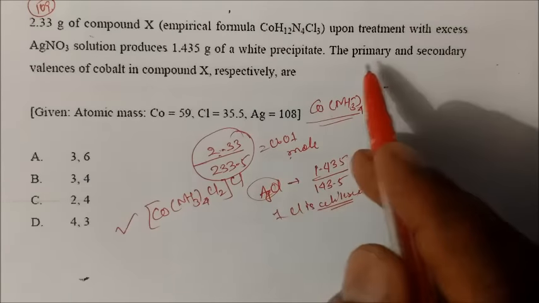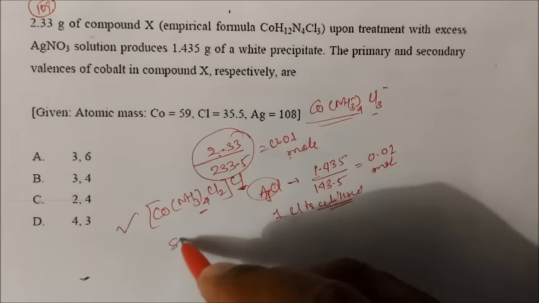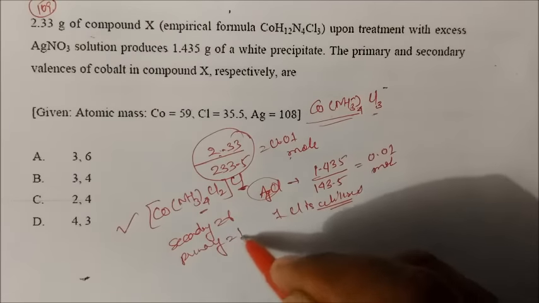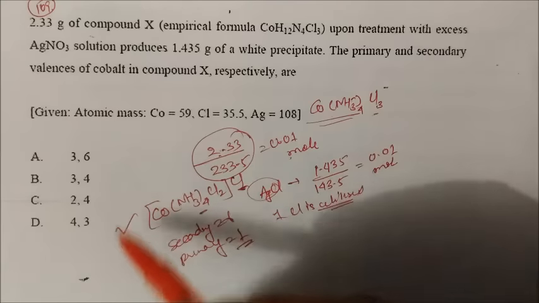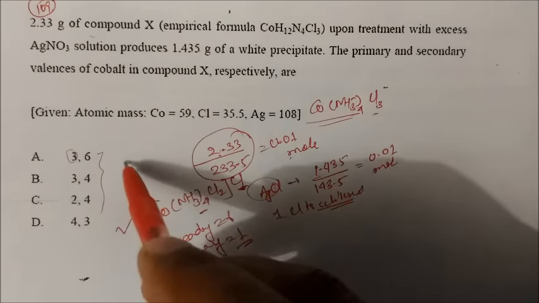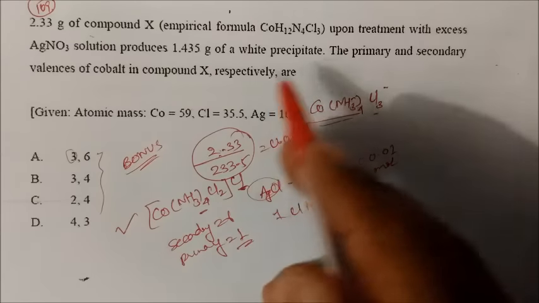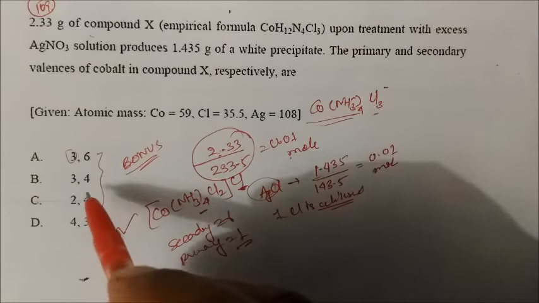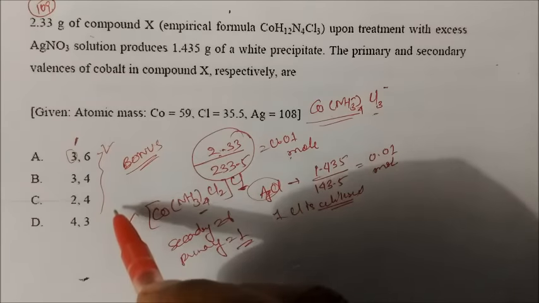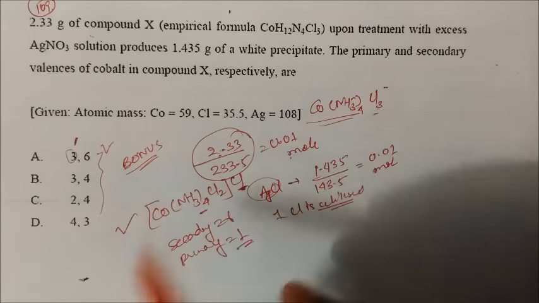Now we will see what is the primary valency. Primary valency in this case is 1, and secondary valency is 6. So secondary valency is 6, and primary valency is 1. Now if you compare our answers, answer 6 is matching, but this 1 is not matching. So you will get the bonus marks, because 3 is not possible over here. 3 Cl is not precipitated, only 1 Cl is precipitated. So instead of 3, I would suggest it should be 1. The answer is not given completely, this is wrong and not possible. So you will get the bonus marks in this question.